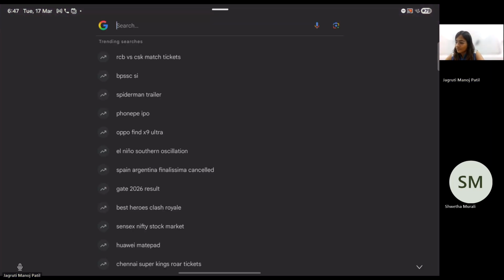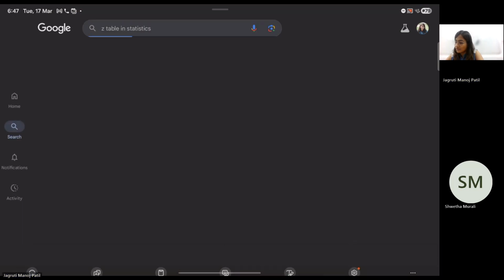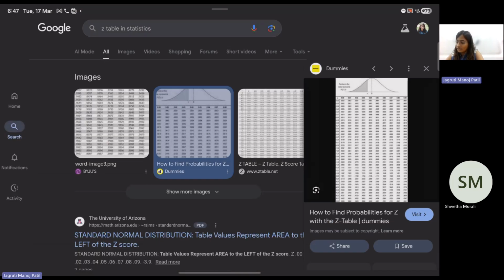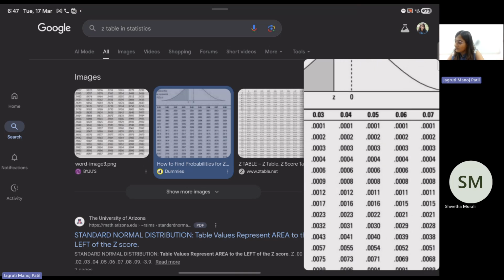So what they do is, you have something called a Z table. So you have a table like this. If you can see, I don't know how to.